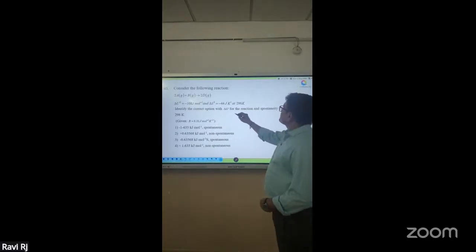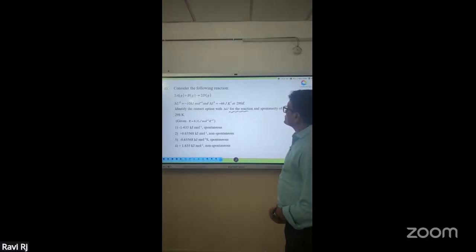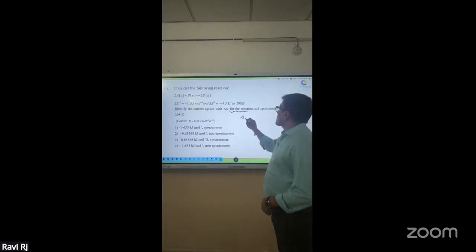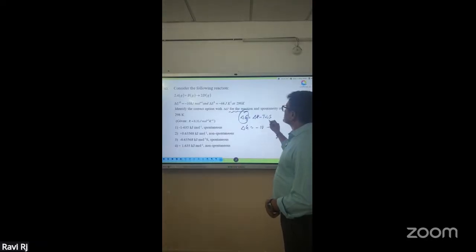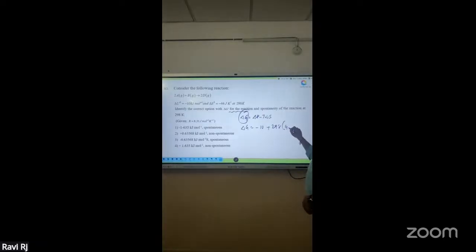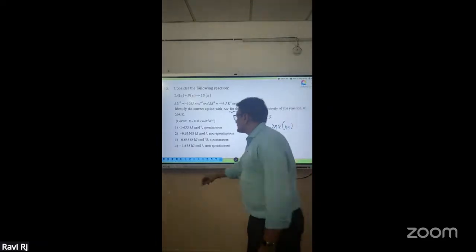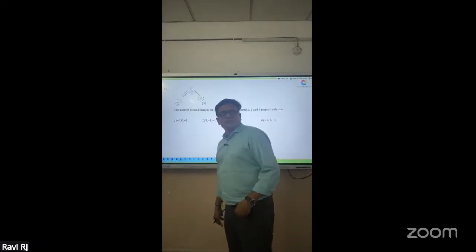So delta G, the correct option with delta G negative, right? Delta G for the reaction, spontaneity of the reaction. So what is delta G? Delta H minus T delta S. Substitute both the values and you need to check. Delta H is minus 10, minus of temperature is given as 298, minus of minus is plus, into 44. So this value is turning out to be a plus value, and hence it is non-spontaneous. Maybe it is turning out to be this value.